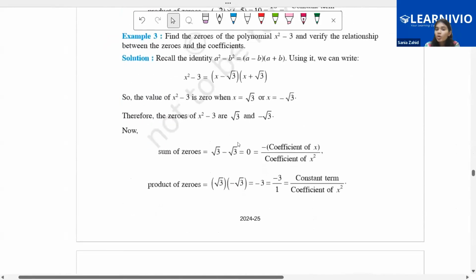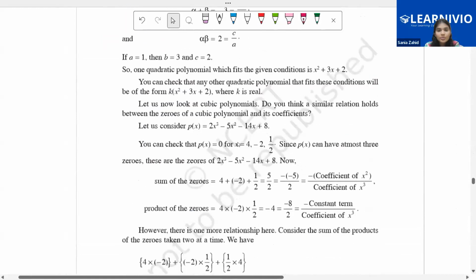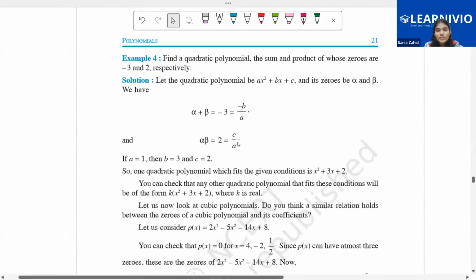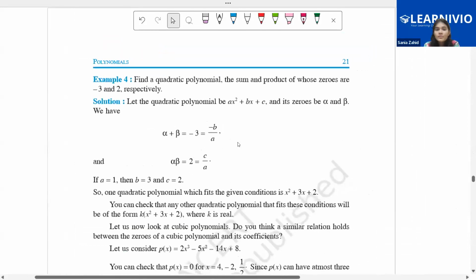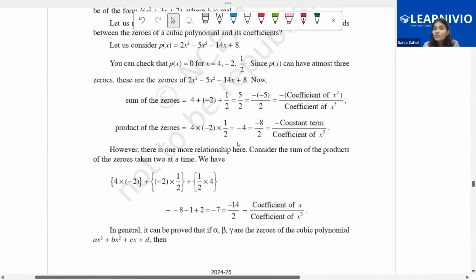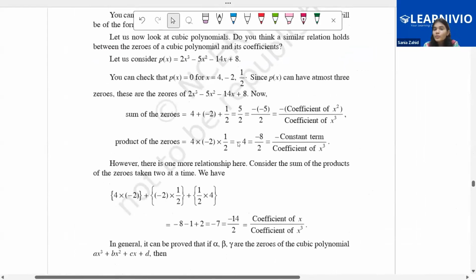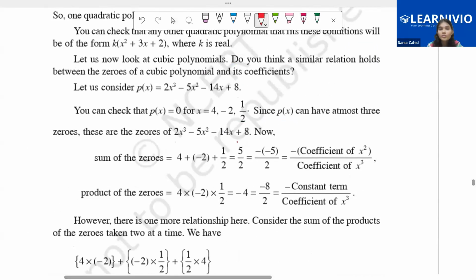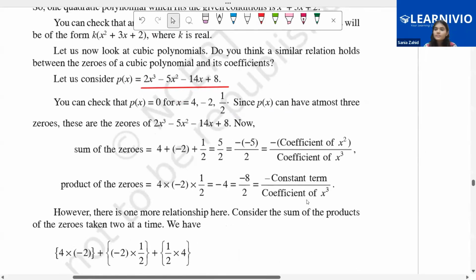Now we come to a cubic polynomial. So for a cubic polynomial, what examples do you have? This is an example of a cubic polynomial: 2x cube minus 5x square minus 14x plus 8. This is a cubic polynomial, right? Why is it cubic, Umair? Because the highest exponent is 3. Yeah, because the highest exponent value is 3.